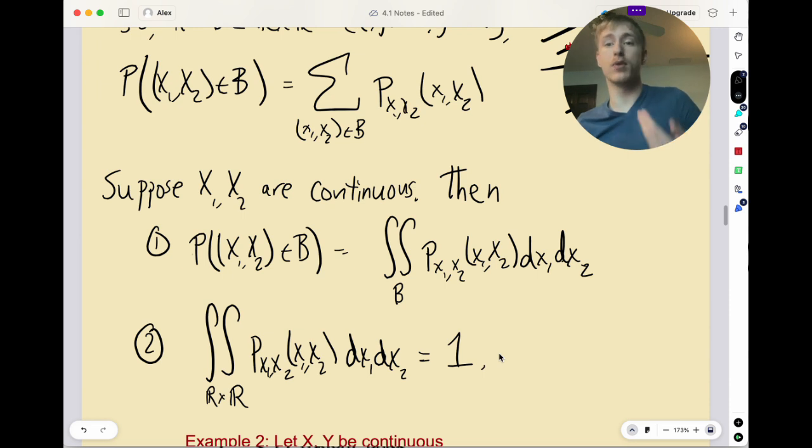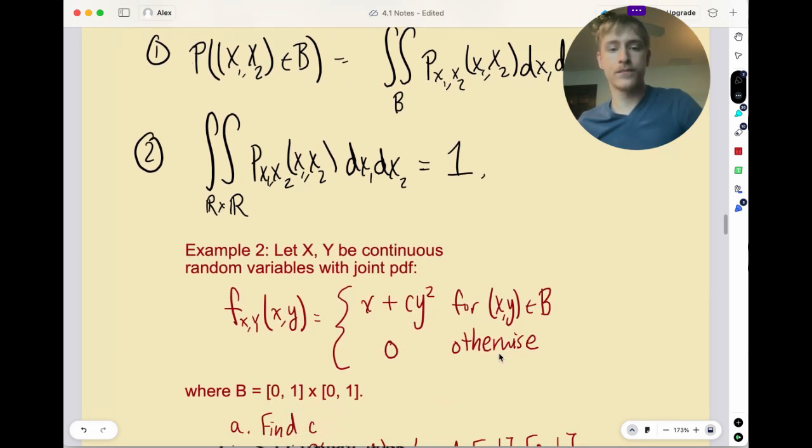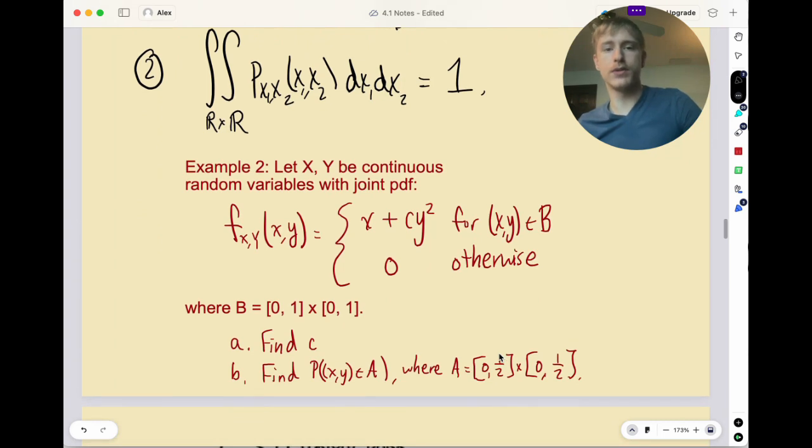I know I threw a lot at you. Let's do an example to remind ourselves how to compute a double integral. Example 2 says, let x and y be continuous random variables with the following joint PDF, sometimes symbolized lowercase f. Lowercase f of x and y equals x plus c y squared if (x, y) is in B, and 0 otherwise. The region B is the unit square, [0,1] cross [0,1].